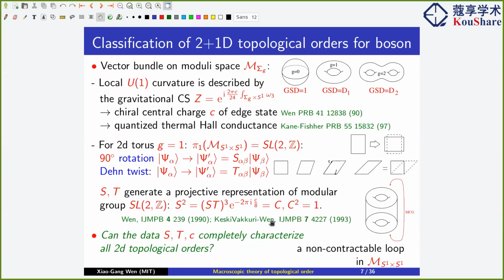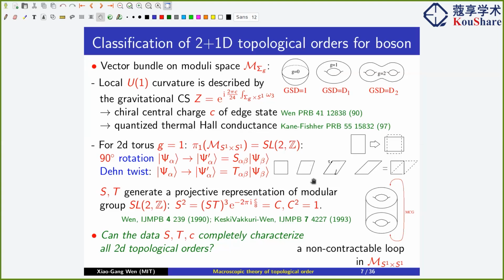In 2 plus 1 dimension, the mapping class group is SL(2,Z). SL(2,Z) is generated by two generators. One is a 90-degree rotation. We have this torus, then we glue these two boundaries by rotating, by exchanging x and y. Another is this Dehn twist. We glue these two boundaries by shearing in one direction, but not the other direction.